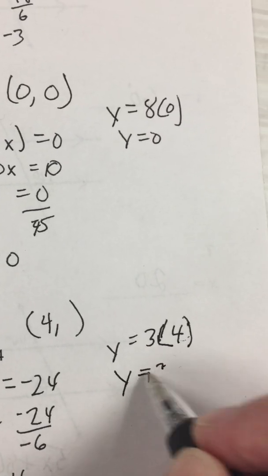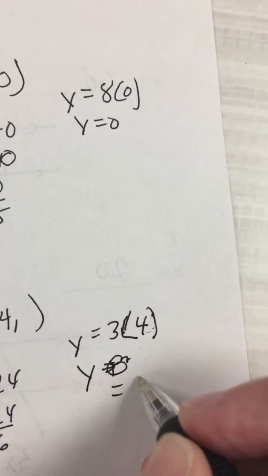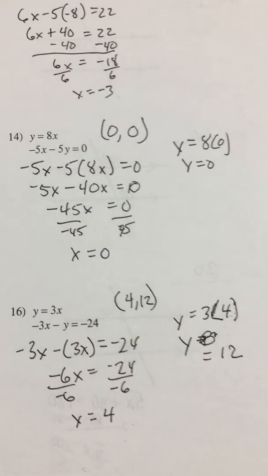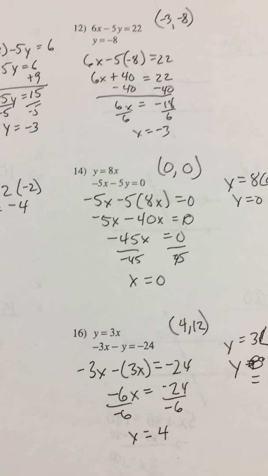Oops, I cannot write and talk at the same time. Let me try this again. Equals 12. There we go. I'm trying to hold the paper with one hand. There we go. So there's your solving systems of equations. Easy peasy, guys. You can do it without a graphing calculator.